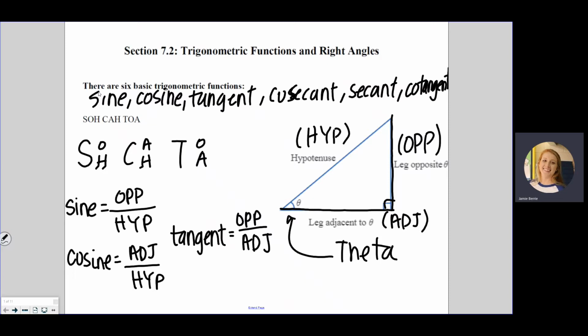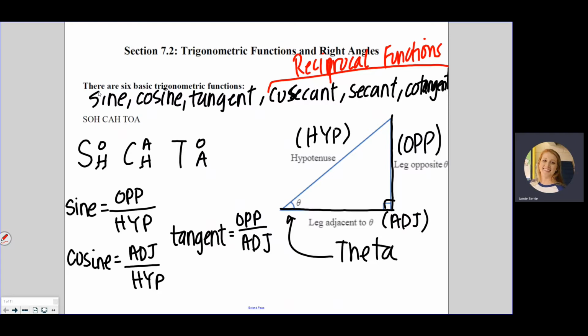Now let me just briefly mention the 3 other trig functions, cosecant, secant, and cotangent. Again, those are called your reciprocal functions, because they each match up with either sine, cosine, or tangent, and they're just the reciprocal of that trig function.